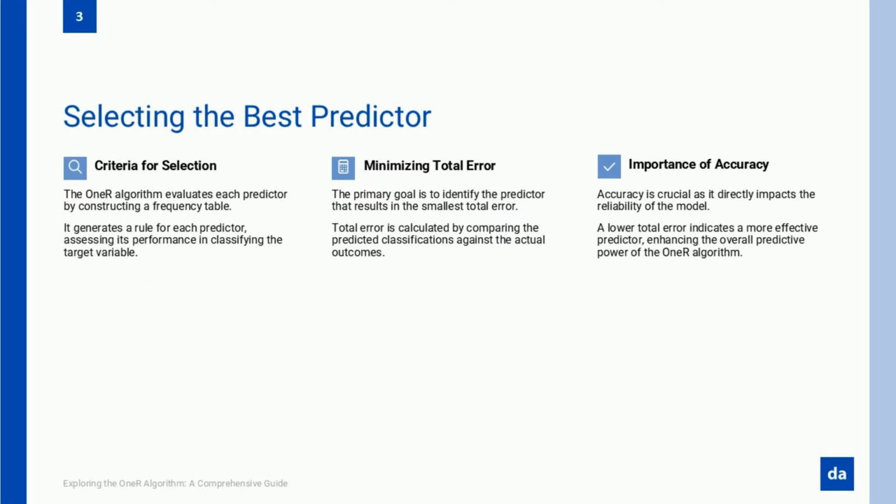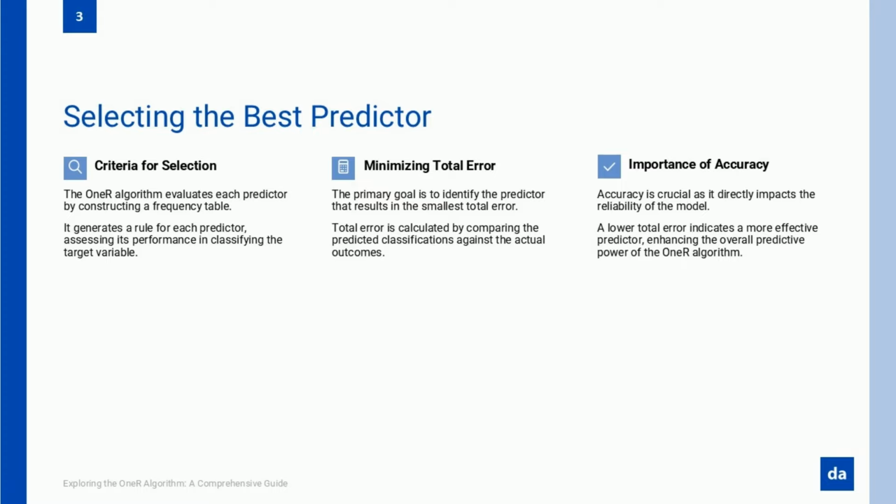Now that you have built your frequency tables, it's time to make an important decision, selecting the best predictor. Think of this step as choosing the MVP, the one variable that has the most influence on predicting your target outcome. It's like being a coach and figuring out which player on the team has the best chance of winning the game. Here's how it works.